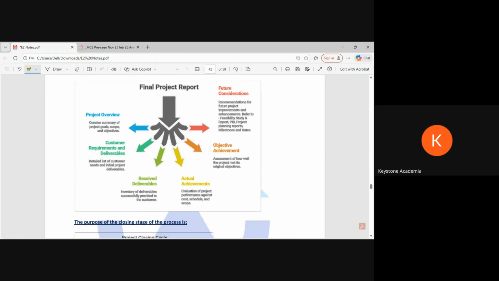Many times we start with something and during the period there is a lot of change happening. So received deliverables can affect actual achievement: what we planned, what the actual thing was, and what's the difference. There can be a slight difference, fine. If it is a massive difference, it means we have not achieved that. Objective achievement is an assessment of how well the project met its original objectives.